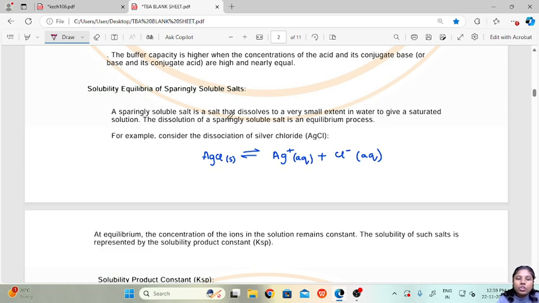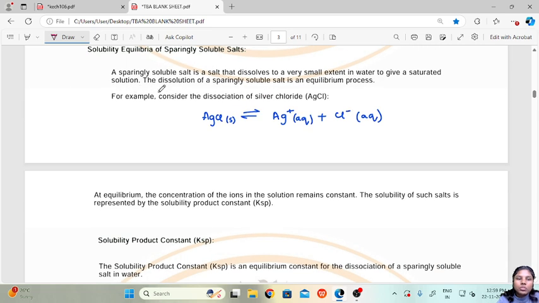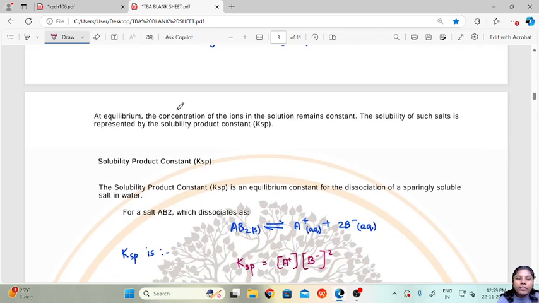So the dissolution of a sparingly soluble salt is an equilibrium process. For example, let's consider the dissociation of silver chloride, that is AgCl. It will dissociate into Ag+ and Cl-. At equilibrium, the concentration of ions in the solution remains constant. The solubility of such a salt is represented by the solubility product constant.